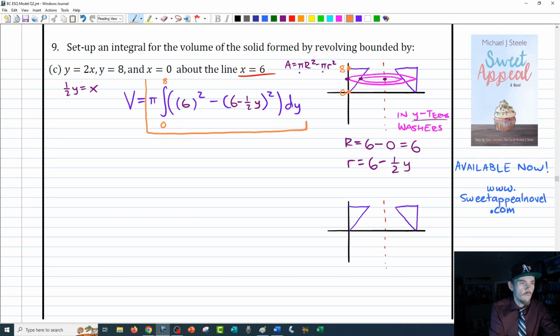So there is, Clemson colors for some reason. There is our washer volume integral. Again, don't have to evaluate it, we're just setting these things up.